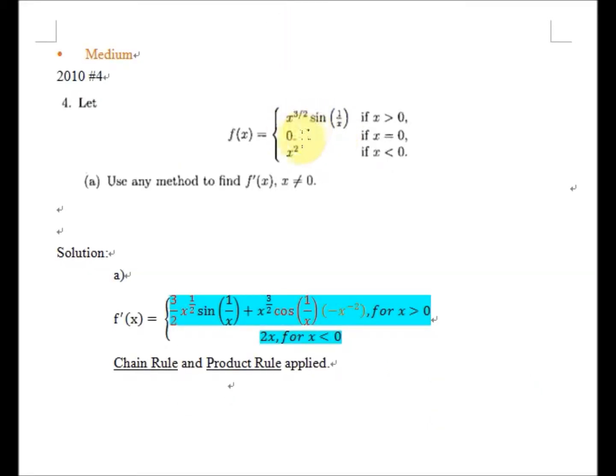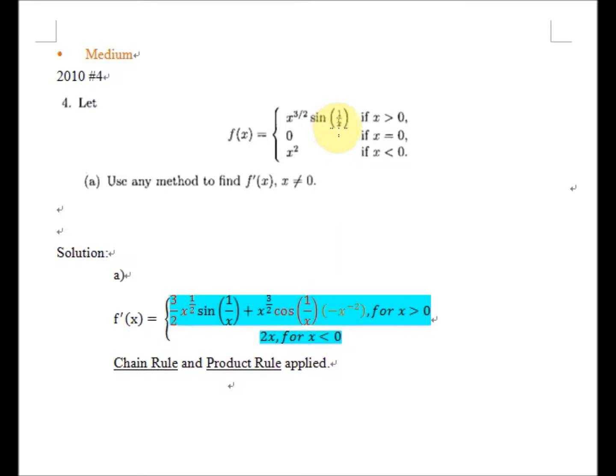Now we have three pieces. We're going to find f prime. Well, you have three pieces, so you're just going to do the derivative piecewise. For the first piece, you will use the product rule. Okay, so now you have two terms, and we do the derivative of the first part first, leaving the second part original, plus leaving the first part original and then doing the derivative of the second part. The second part involves the chain rule.